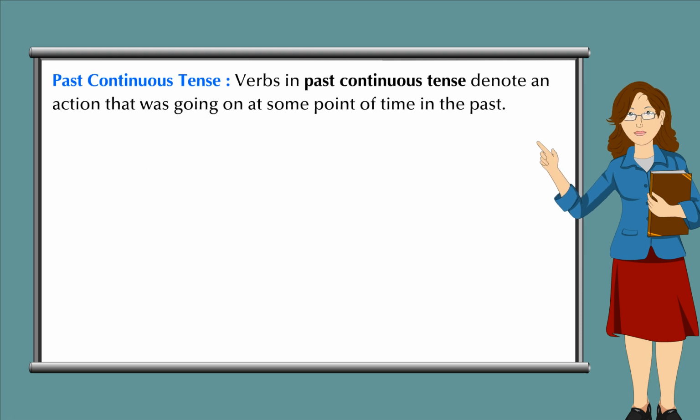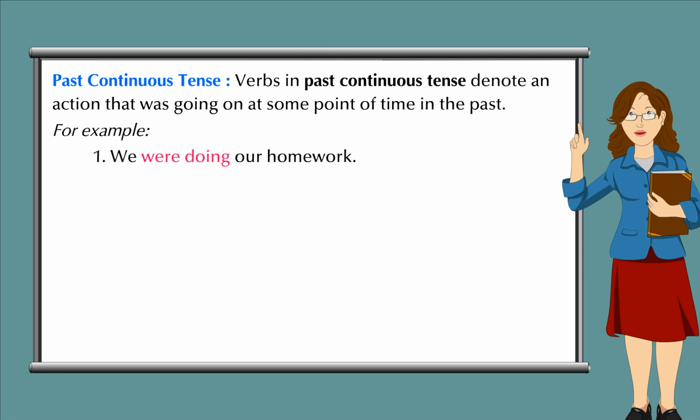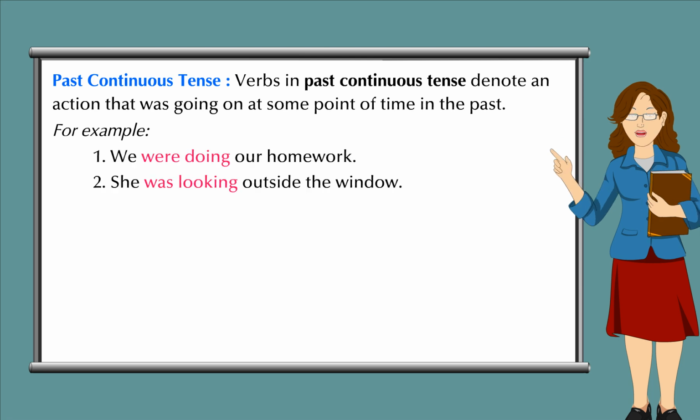Past continuous tense. Verbs in past continuous tense denote an action that was going on at some point of time in the past. For example, number 1. We were doing our homework. 2. She was looking outside the window.